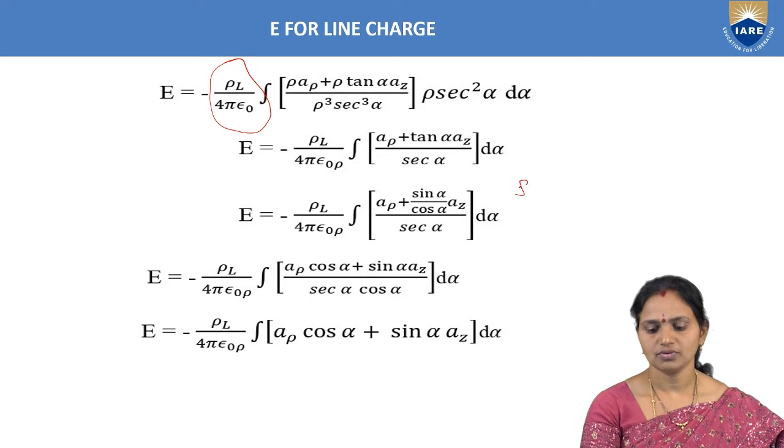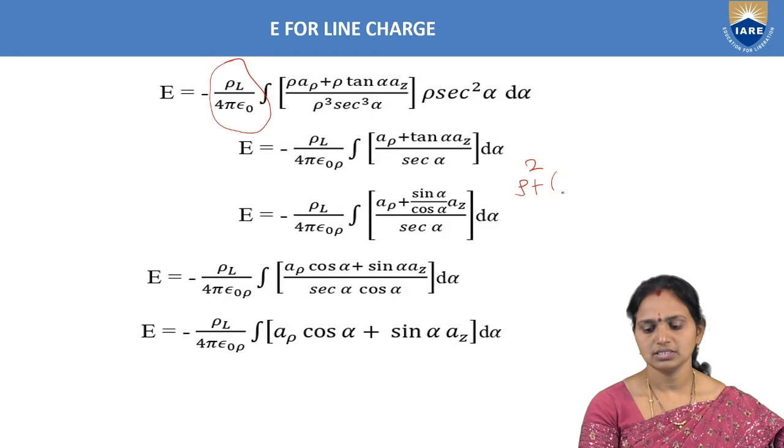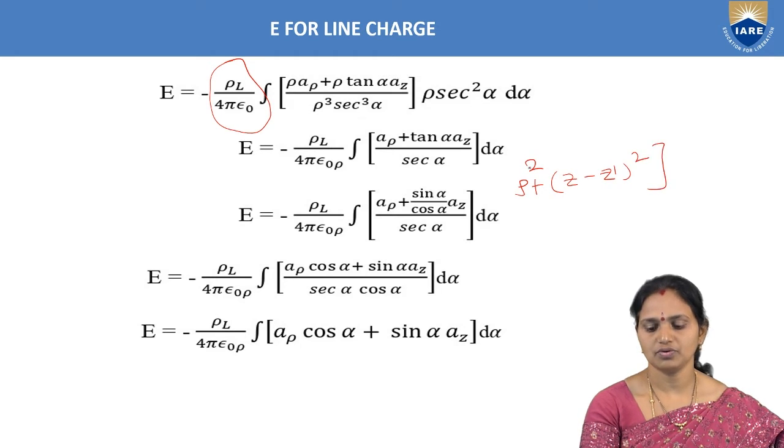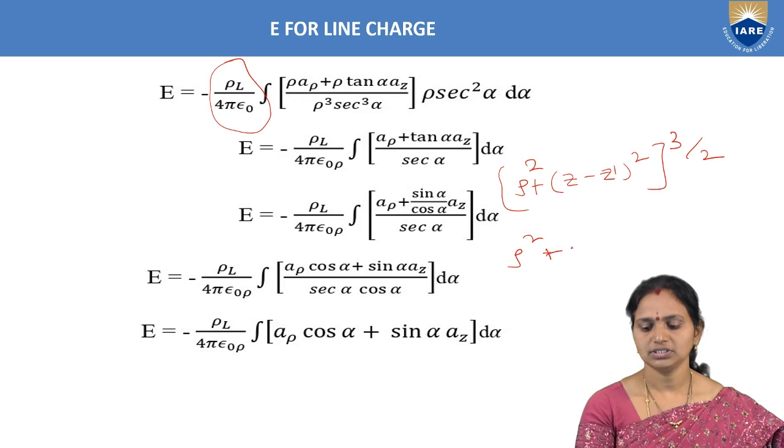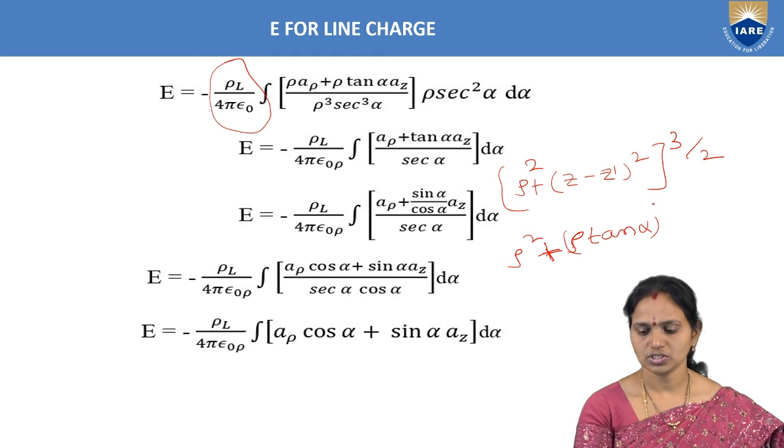Now here we have the term rho square plus (z minus z dash) whole square, whole to the power of 3 by 2. So it is rho square plus, in place of z minus z dash, we can replace with rho tan alpha, whole square, whole to the power of 3 by 2.